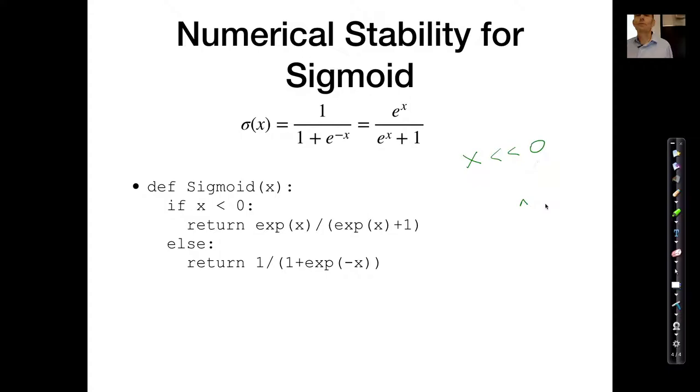Much less than 0. Then 1 over 1 plus e to the negative x equals 1 over 1 plus e to a large number. Sorry? 1 over e to the x. Or 1 over e to the negative x. Yes, but if x is much less than 0. Right, so actually, this one's not so bad. The plus 1. Yeah, which goes to zero, and that's not so bad.